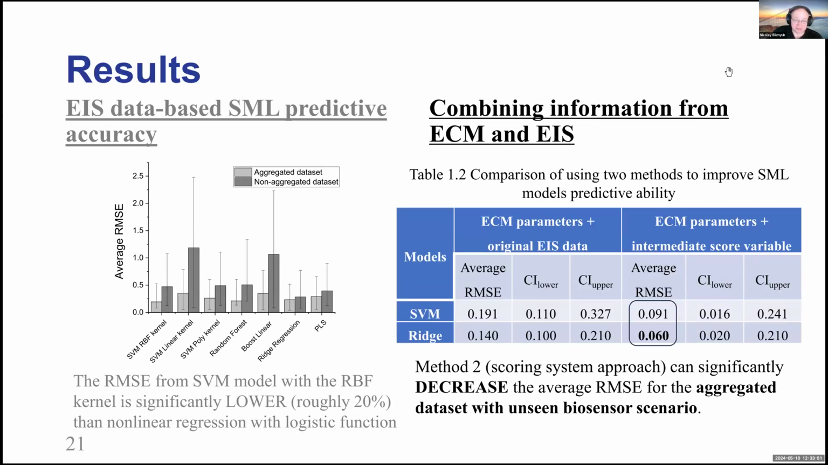On the right, this is a complementary slide. What if one combines information from ECM derived parameters and statistical machine learning? Well, what we see is that there is a good amount of improvement when we use this intermediate score variable. This seems like an exciting result. However, I think this could be an artifact of how the data were collected.